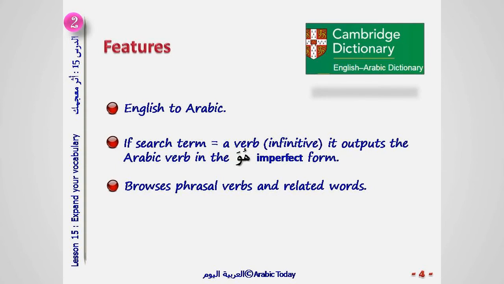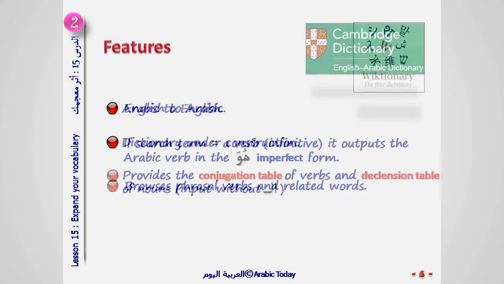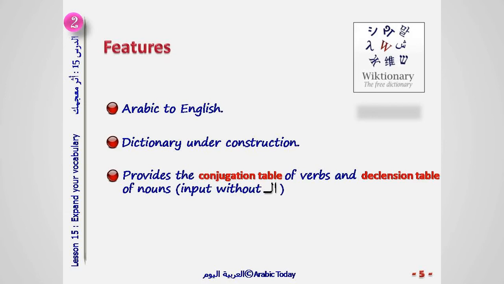The dictionary also browses phrasal verbs and related words, which helps you learn even more vocabulary. Wiktionary, the free dictionary of Wikipedia, is a multilingual dictionary written by volunteers. You will need to use the Arabic to English module.